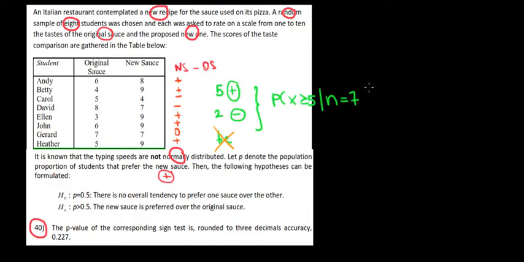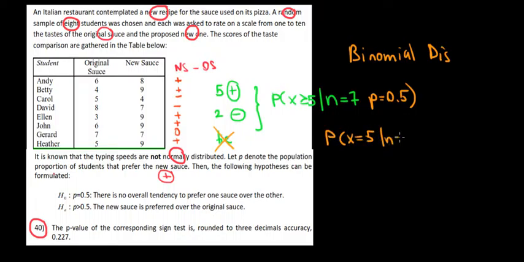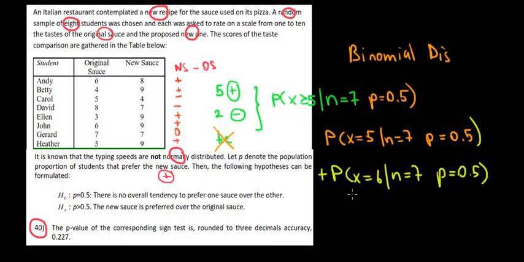And we also have the fact that we have a proportion of 0.5 under the null hypothesis. So we can calculate this probability by looking again at the binomial distribution, because a sign test, we work it out with the binomial distribution. Now, we will have the probability that x is actually 5, given that we have 7 observations and the proportion is 0.5, and then we'll add the probability that x is 6, given that you have a sample size of 7 and a proportion of 0.5, and we also add the probability that x is 7, given that n is 7, a sample size of 7, and the proportion under the null hypothesis is 0.5.